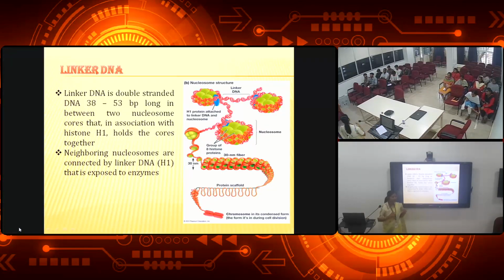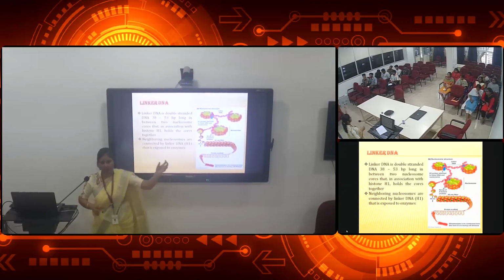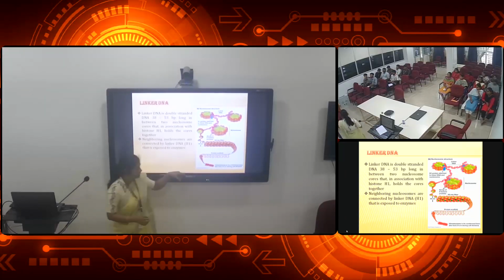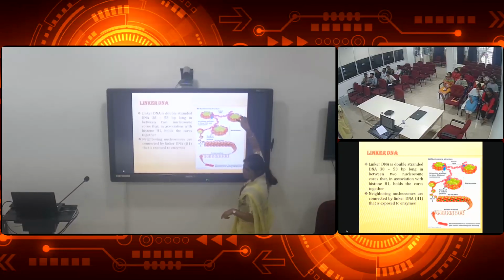Okay, so next we want to know about the linker DNA. Here the octamer-like structure is continuously developed. One after another, the octamer-like structure keeps forming, continuing so that the next octamer-like structure is formed. Okay, so see here, this is one octamer-like structure. This is one octamer-like structure.